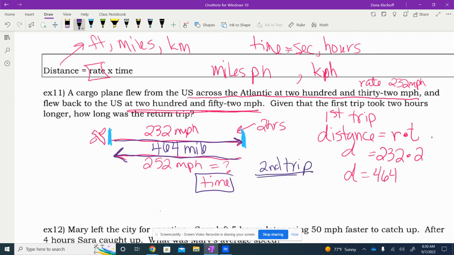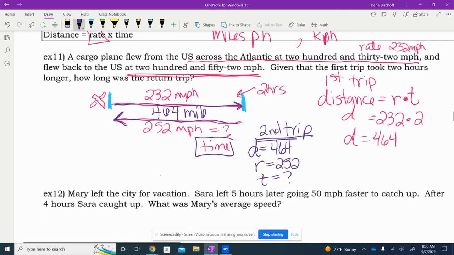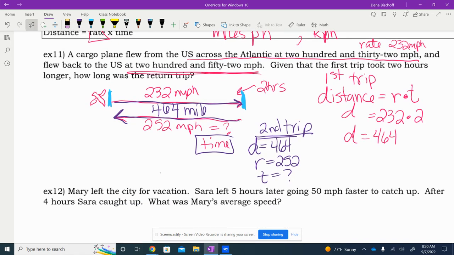So let's write down what we know about the second trip. We know that the distance is 464. We know that the rate is 252. We don't know what the time is. So could we figure out the time? Because that's what the question is. Could we figure out the time on the second trip using the formula D equals RT?